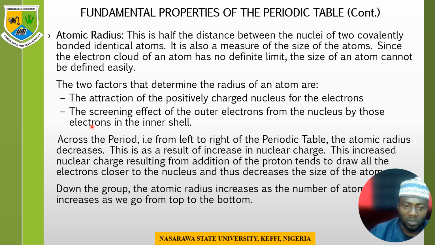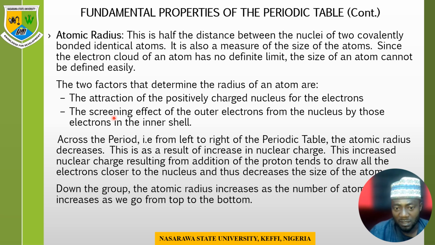Then also this second factor, screening effect, or you can call it shielding effect, depending on the number of inner shells or the shells before the outermost shell, determines how this pull that the nucleus will exert on the external electron will be felt. The more the inner shells, the lesser the effect of the nuclear charge on the external electron.